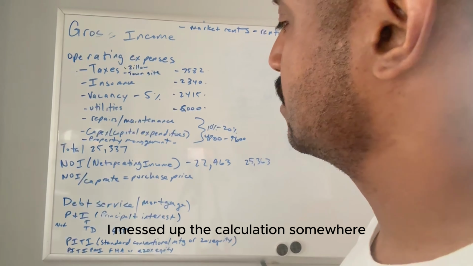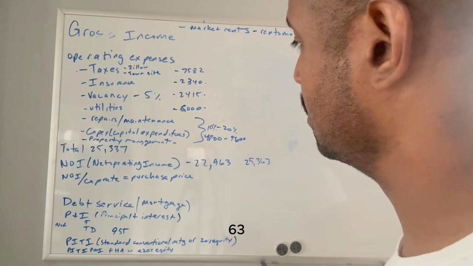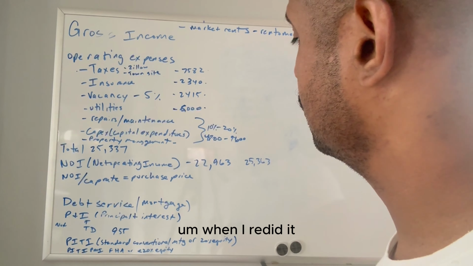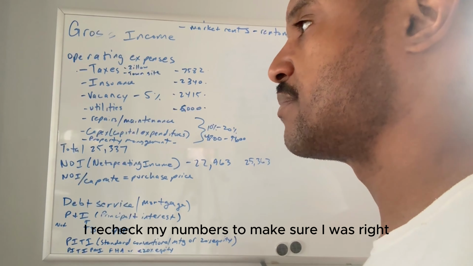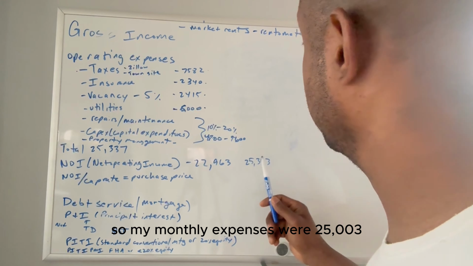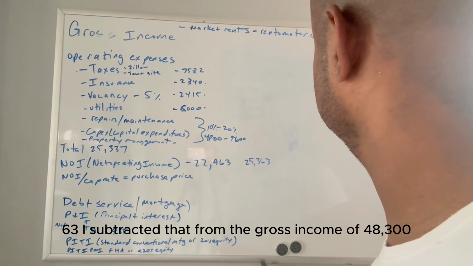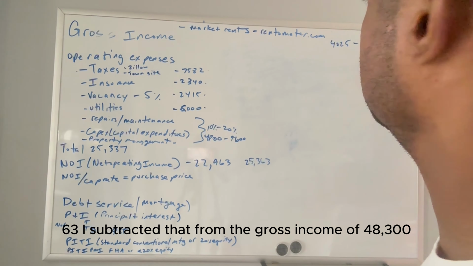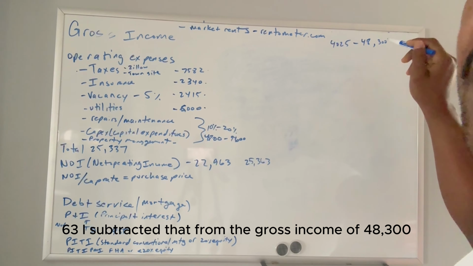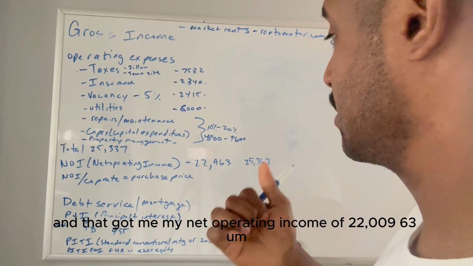After you consider all the expenses, I messed up the calculation somewhere. I rechecked my numbers to make sure I was right. They weren't, so I corrected them. My annual expenses were $25,363. I subtracted that from the gross income of $48,300, and that got me my net operating income of $22,963.